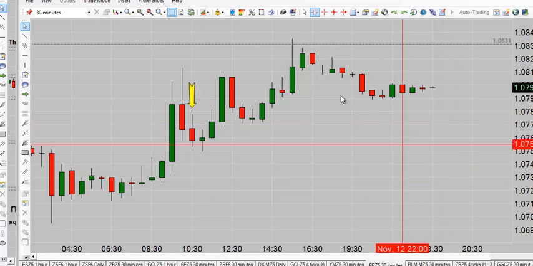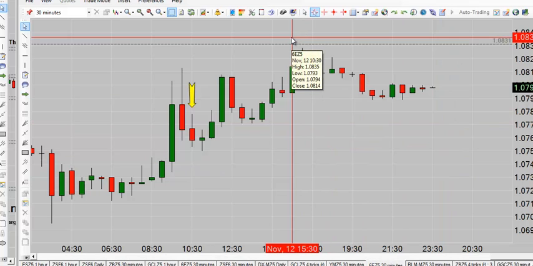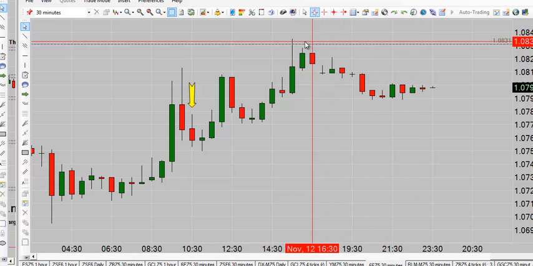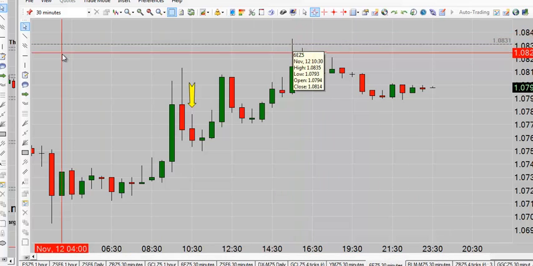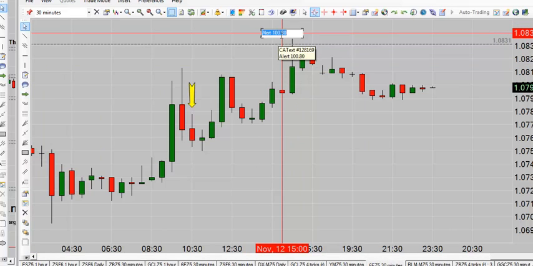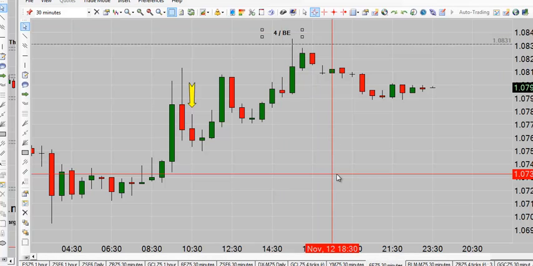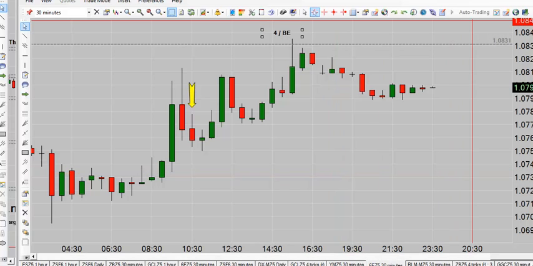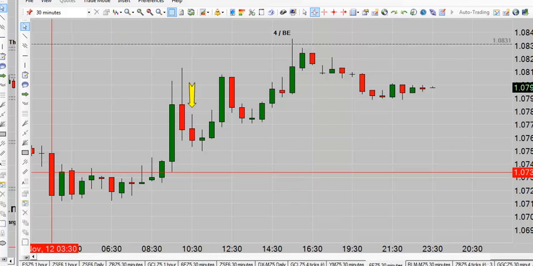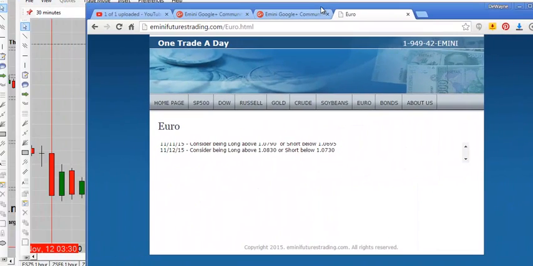That didn't happen. Swing high was 835. From 831 to 835, that's exactly 4 ticks. And what do we do? We move our stop to break even. So that's the story on the euro today. Break even. One more market, and we're done.